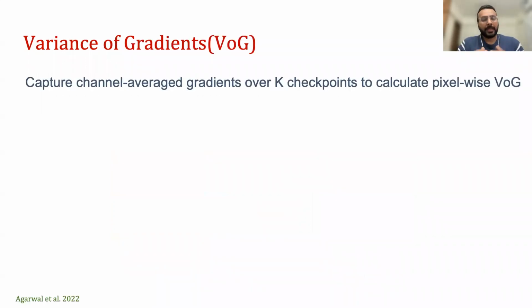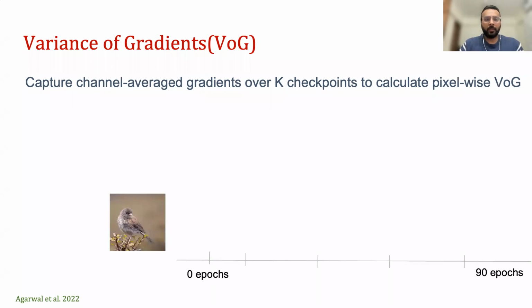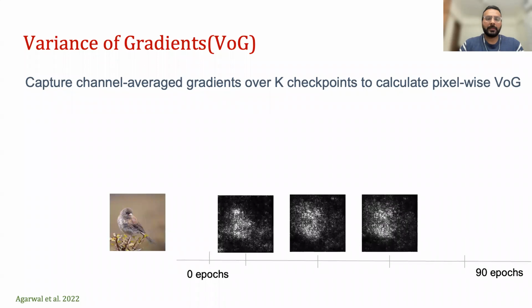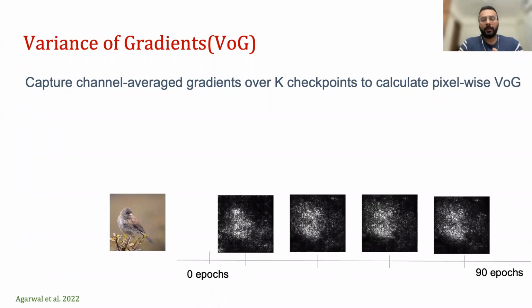Great. Then what we essentially do in variance of gradients is capture the channel average gradients that we talked about in the previous slide, and aggregate them over k different checkpoints. Checkpoints is a widely common term. What I mean by checkpoints is that as the training progresses for a given model, we store the intermediate weights at different checkpoints, for instance at epochs 5, 6, 7. We store the gradients for each of these epochs for all the images during the training, right? We collect these gradients for different checkpoints, and as you can guess, the gradients will evolve as the model is getting more and more confident or less confident for some images.